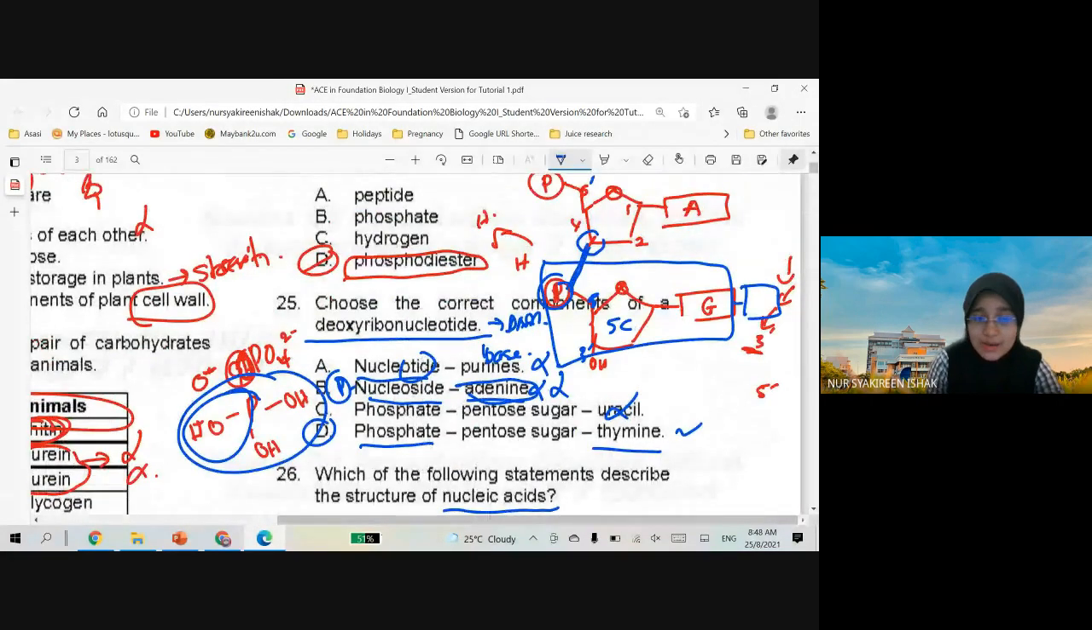So that's why molecule DNA, RNA ni we call it as acid. Okay, ribonucleic acid, deoxyribonucleic acid. So they are acid due to the presence of phosphate that has negative charge. Okay.